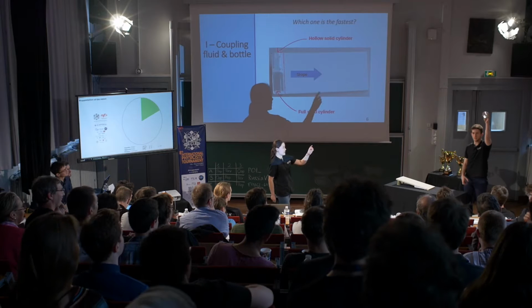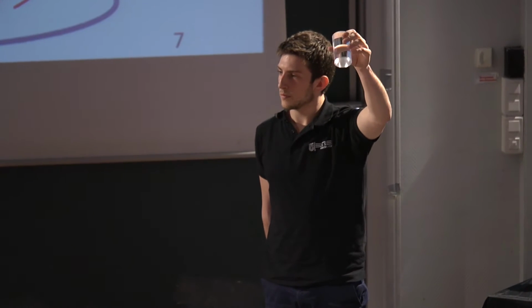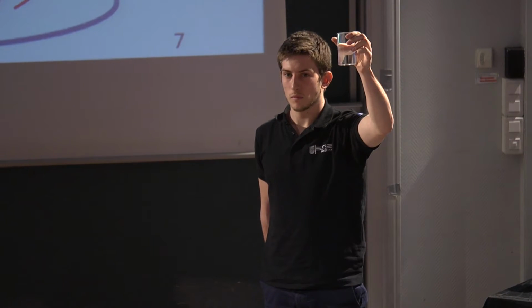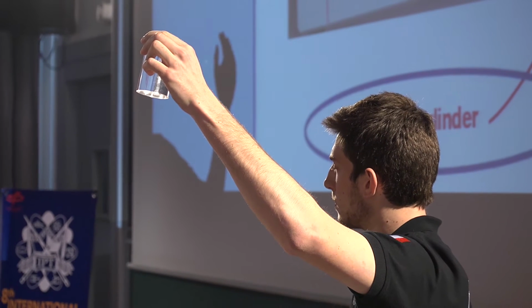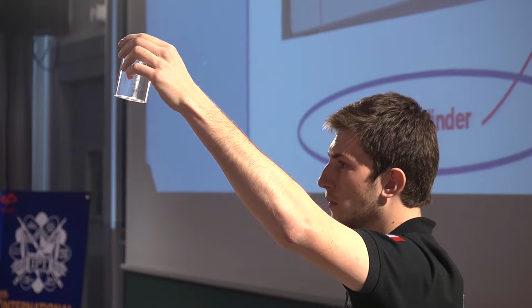So Clément is going to show you the experiment. And what you can see is that the full cylindrical solid is the fastest one. And this is not because of the mass, because the mass doesn't matter here. What matters is the mass distribution. And so the moment of inertia of the hollow tube is higher, and so it is going to be slower on this kind of inclined plane.